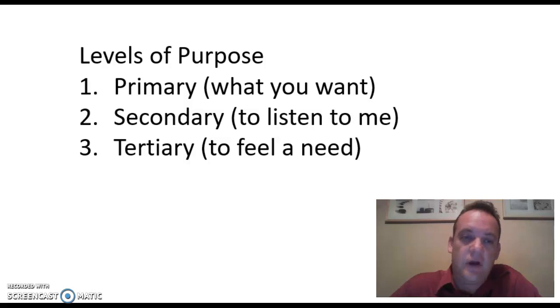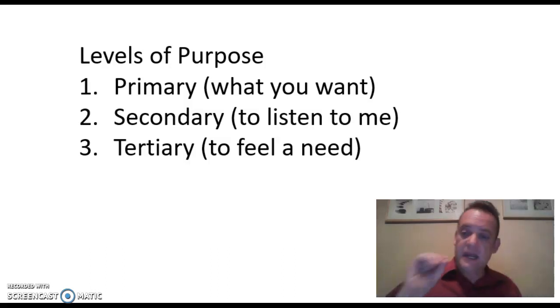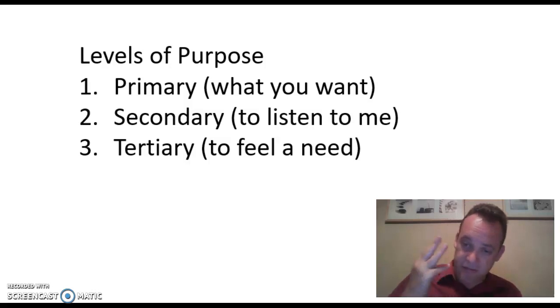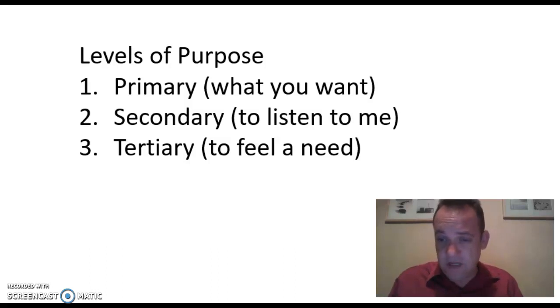So we left off with some of the guidelines for assignment two. Here, I just briefly want to talk about something called levels of purpose. When you are writing a written document, you actually have three levels of purpose going on. The first one is the primary, and that's what you want. What do you want them to do? That's why you're writing to them in the first place. But you actually have a secondary purpose, and that is you need them to listen to what you have to say.